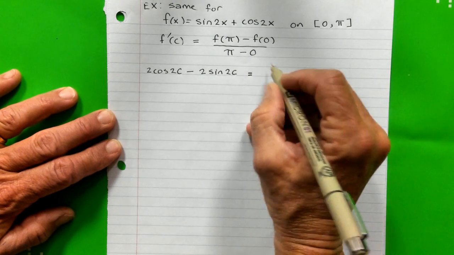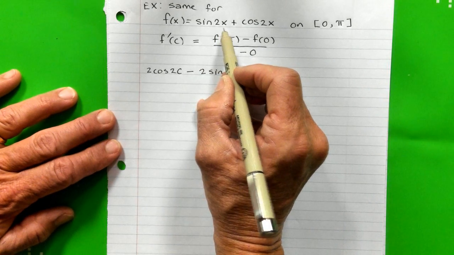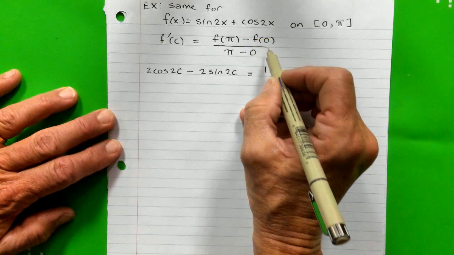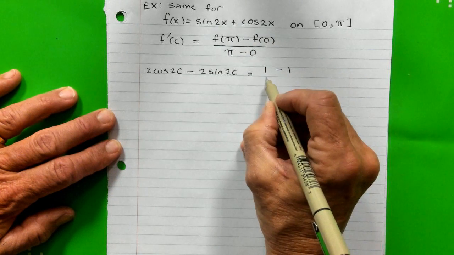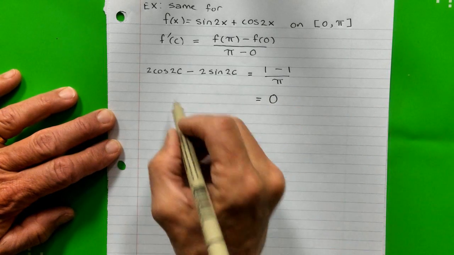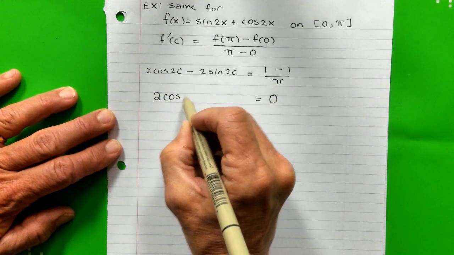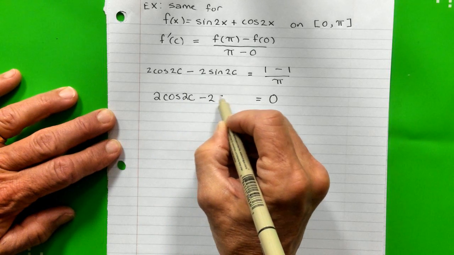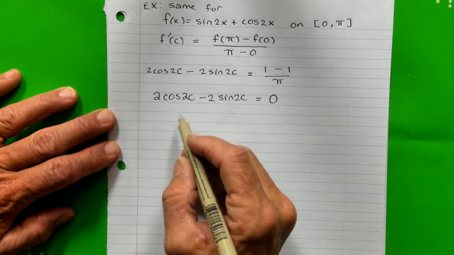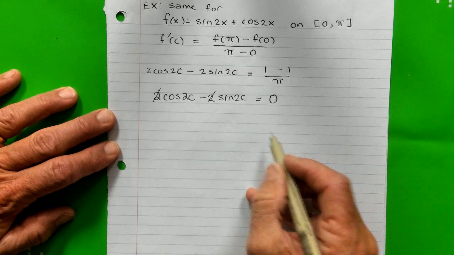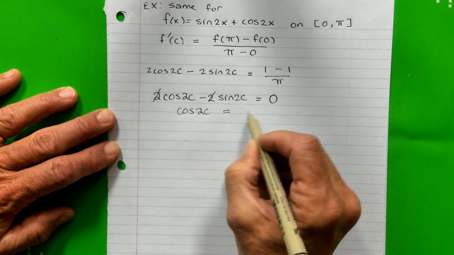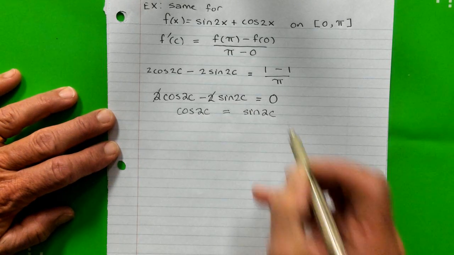2 cosine of 2c minus 2 sine of 2c. Again, f of pi is 0 because sine of 2 pi is 0, cosine of 2 pi is 1. Sine of 0 is 0, cosine of 0 is 1. So this right-hand side is 0. Okay, so I'm going to move one of them to the other side and cancel the 2's out front. So I have where the cosine of 2c is equal to the sine of 2c.